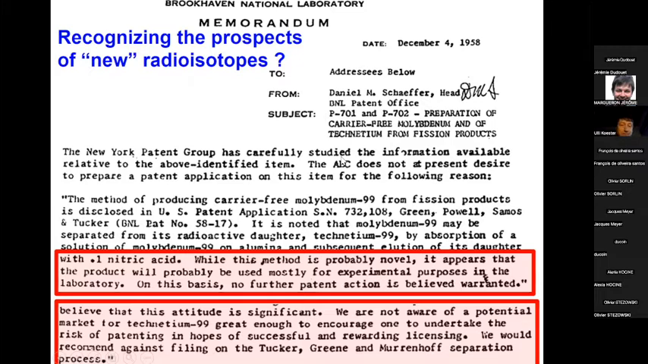to study if it is worthwhile to patent such an odd invention. And they came to the conclusion that while this method is probably novel, it appears that the product will probably be used mostly for experimental purposes in the lab. So no further patent action is warranted. And we are not aware of a potential market for technetium-99m great enough to encourage one to undertake the risk of patenting. So we see that this field, nuclear medicine, is extremely conservative, because they get only interested when there's already a market, but they are not jumping on something which is really prospective.